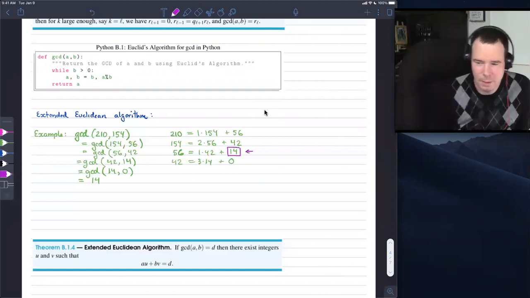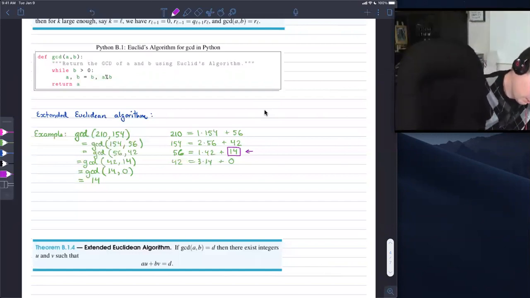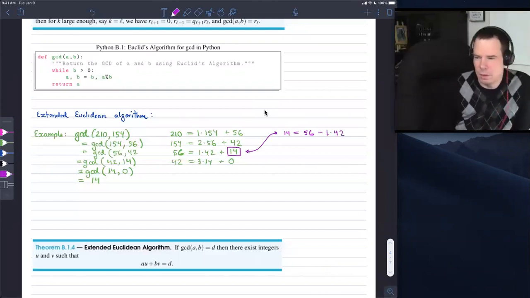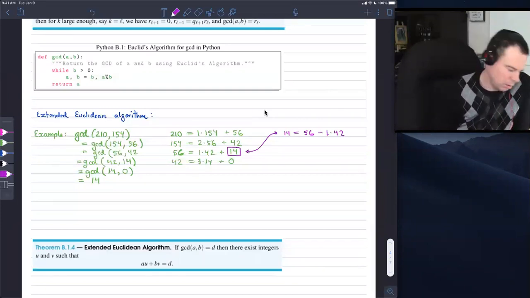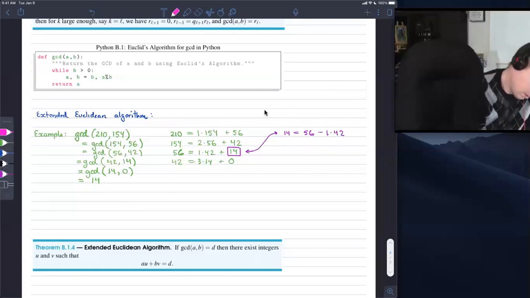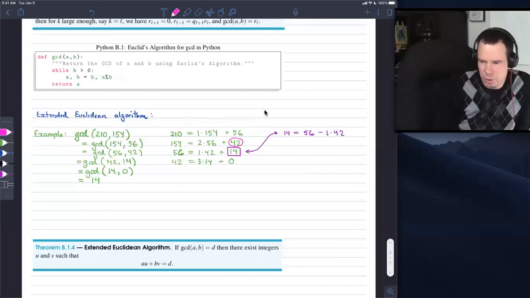If I take this equation and just rewrite it, I'll put it over here and say 14, solving for that, is equal to 56 minus 1 times 42. So I've just rewritten it by solving for 14. This allowed me to write 14 as a linear combination of 56 and 42. And now the previous equation allows me to do something with the 42.